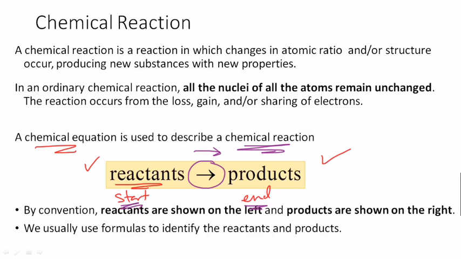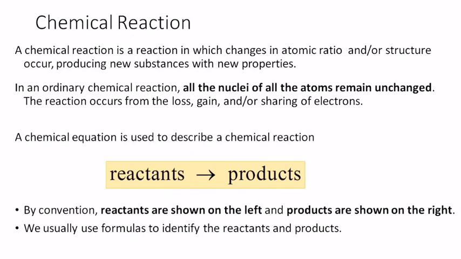Okay, we talked about using chemical formulas. So remember, for instance, H2O is the chemical formula for water. So instead of writing water, which takes a lot of work, we would use the formula. That's it.